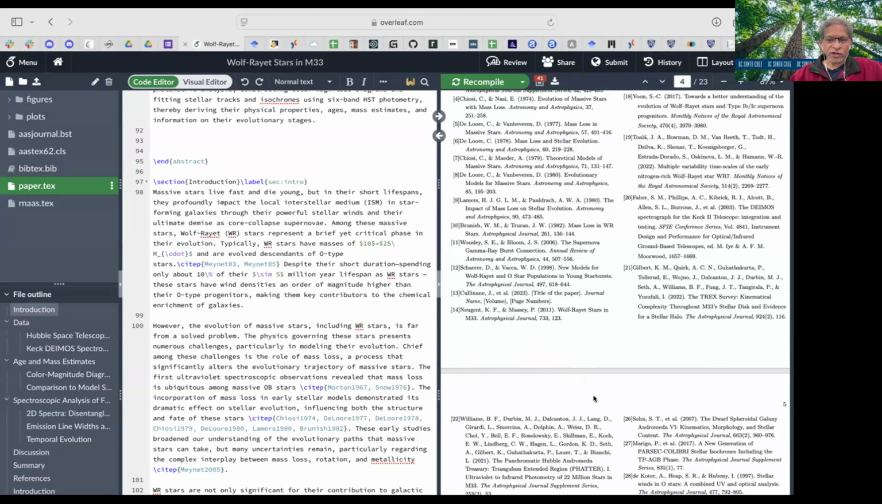Rohit, this is your Wolf-Rayet project, and thank you for sharing this. All right, I'm going to share my screen.